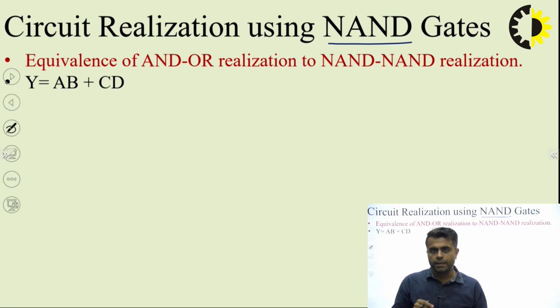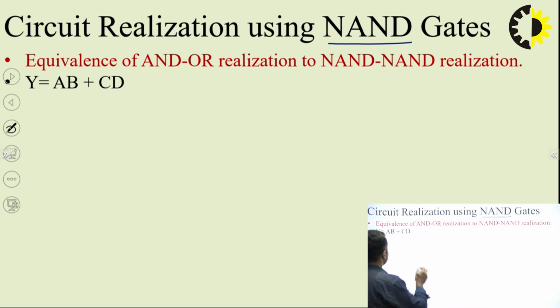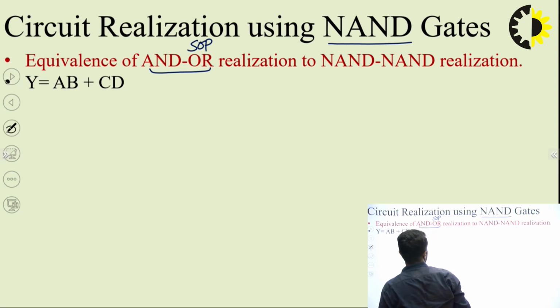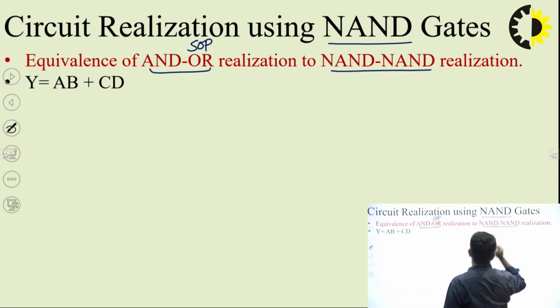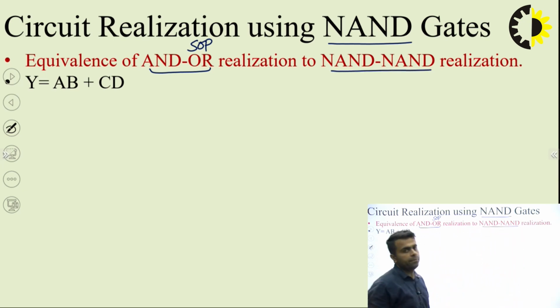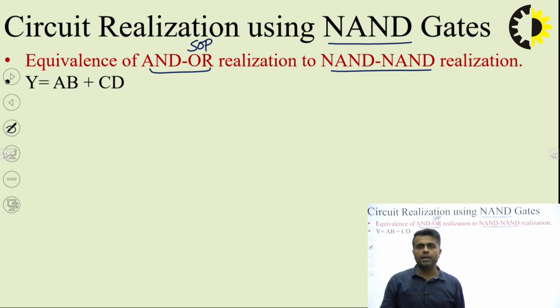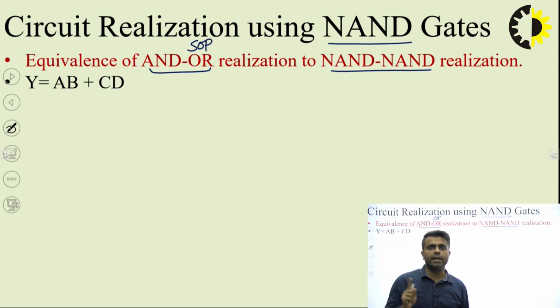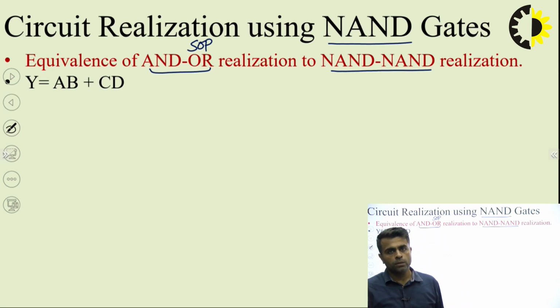So regarding that, there is a statement written here: equivalence of AND OR realization. AND OR means SOP type expressions. Equivalence of AND OR realization to NAND-NAND. That means we are claiming that any AND OR expression or any SOP expression can be simply realized using NAND gates only by simply replacing every gate with the NAND gate.